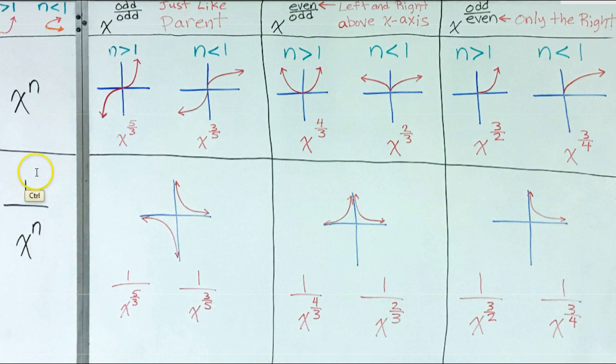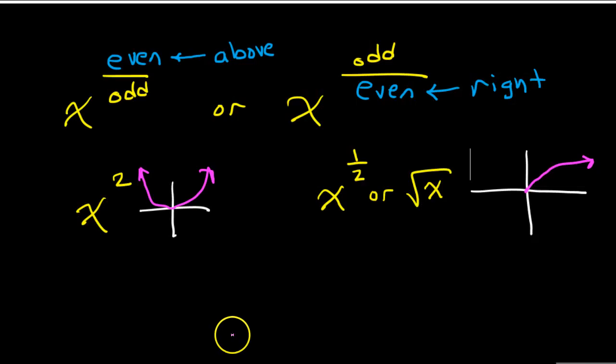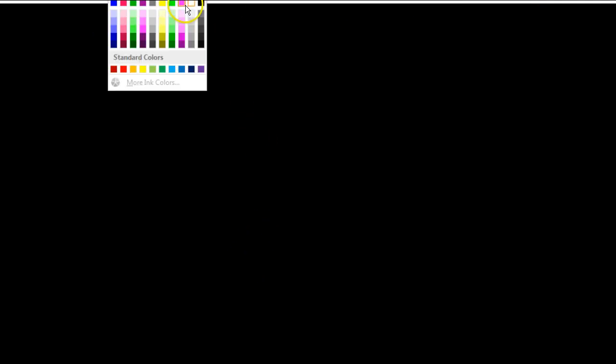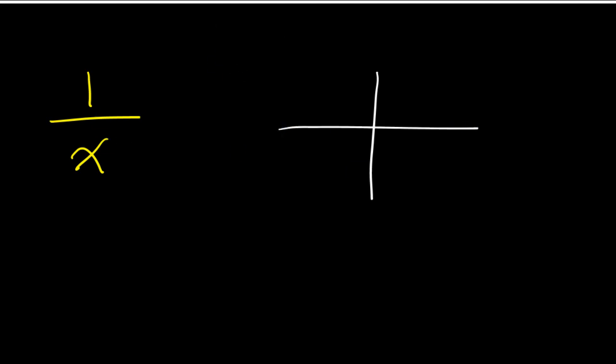I guess I didn't mention what happens if you have 1 over x to the n power. Let me just go back and do that real quick. And let's start with the example of 1 over x. Okay? Now, in my class, we've basically memorized the parent function. We know that this is going to be one of these functions that has branches, okay, like this, because of the asymptotes. There's a vertical and horizontal asymptote.